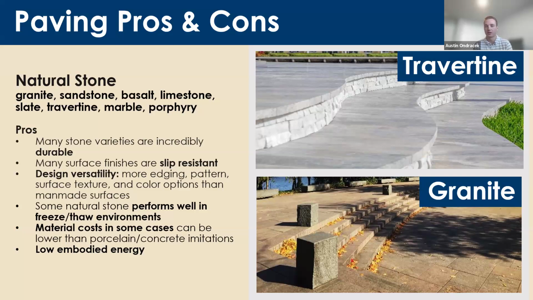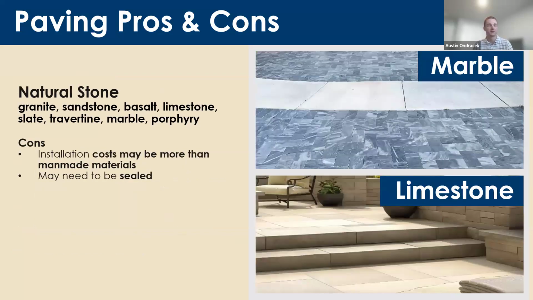So in that case, being installed outside is perfect for that. And in this case, some materials costs can be lower than porcelain or concrete imitations, depending on where it's quarried, whether you're sourcing locally, how abundant it is, what part of the quarry they're in, if it's a local quarry or a bit of a rural quarry. You can get that material for a fairly low cost, which is great to see and hopefully continues in that direction. And then low embodied energy for natural stone versus that of man-made materials.